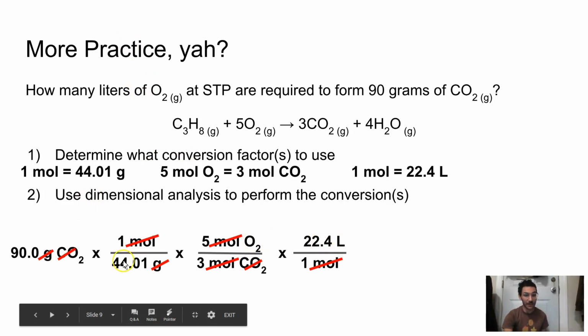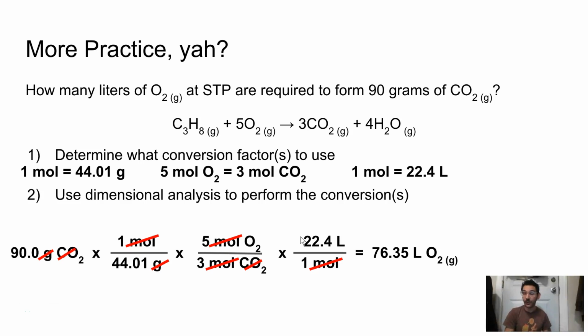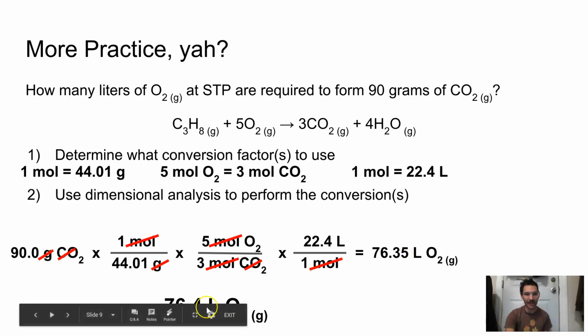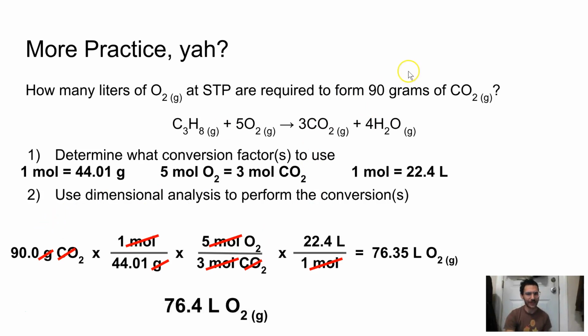So we can do 90 divided by this, times 5 divided by 3, times 22.4 to give us a fabulous 76.35 liters of oxygen. So that is our final answer, and I hope that's what you came up with. I rounded it here to be careful about my significant figures, because we only had 3 sig figs here. I guess it actually should be 1 sig fig. Whatever. That's the end of this video.